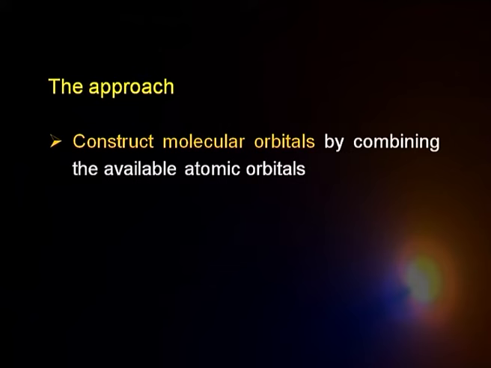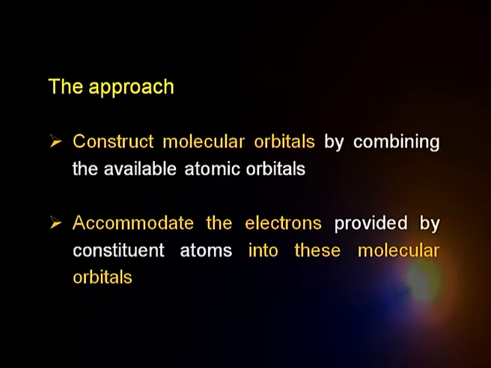Now, to understand the molecular structure of homonuclear diatomic molecules, the approach is as follows: we first construct different molecular orbitals by combining the available atomic orbitals. And once you generate the molecular orbitals, the electrons of the constituent atoms are then accommodated into these molecular orbitals. So, that is the approach we follow.